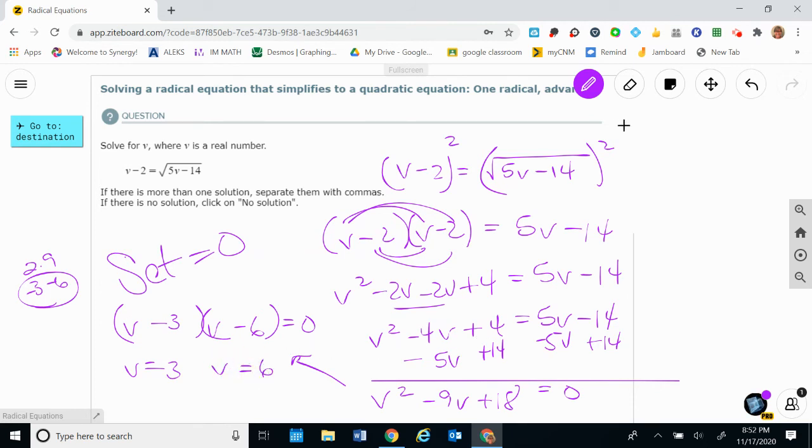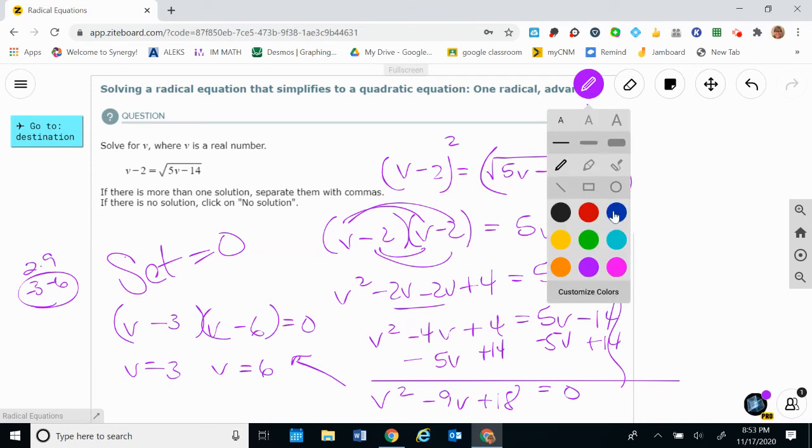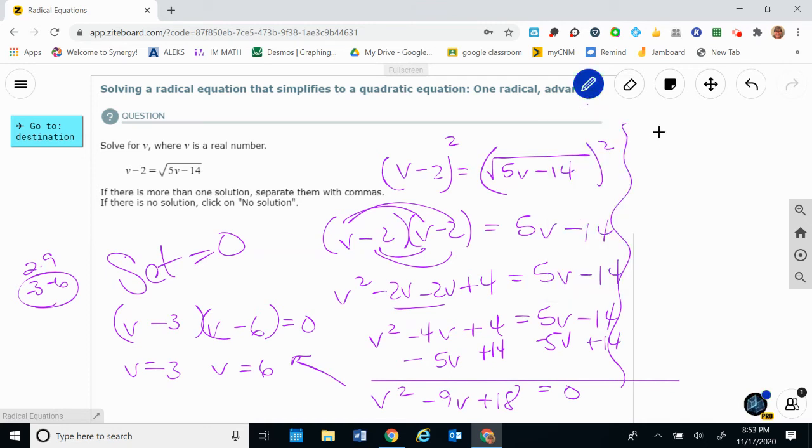And now what you do is you come back in, and you check them. So let's see. Let's plug in 3. 3 minus 2, is that equal to the square root of 5 times 3 minus 14? 1 is equal to the square root of 15 minus 14. Yep. Square root of 1. 1 is equal to 1. Check. So 3 works. Good.